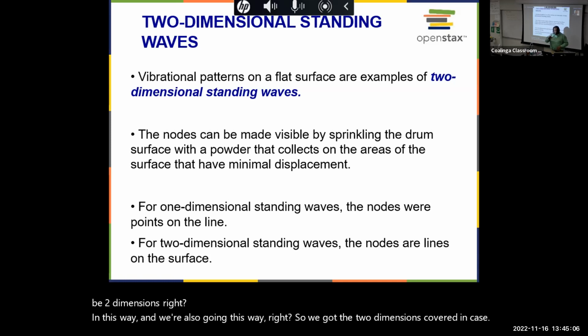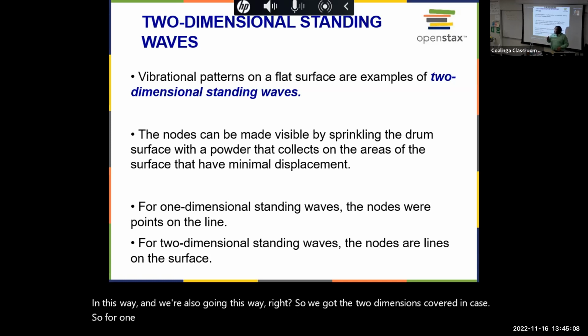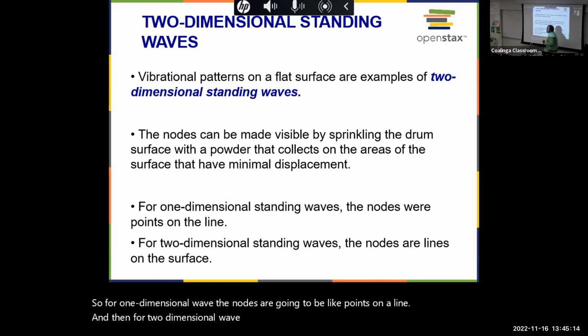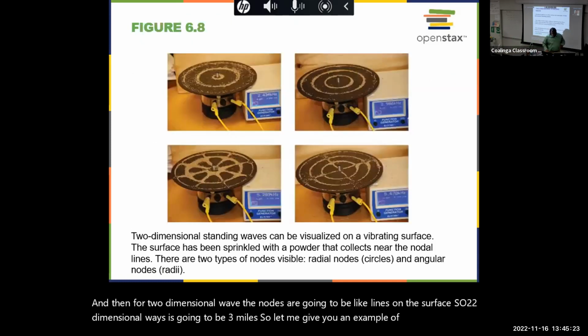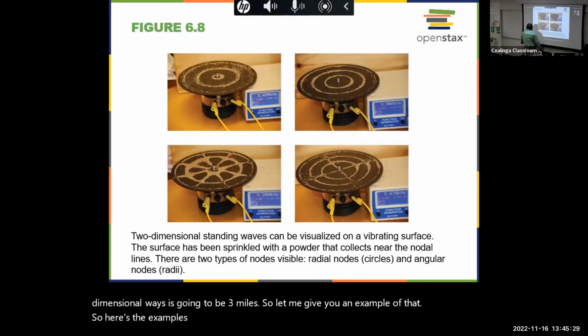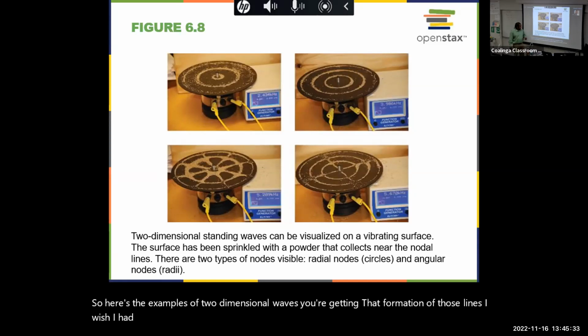So for a one-dimensional wave, the nodes are going to be like points on the line. And then for a two-dimensional wave, the nodes are going to be like lines on a surface. So two-dimensional waves is going to be these lines. So let me give you an example of that. Okay, so here's examples of two-dimensional waves. But shapes and everything like that.